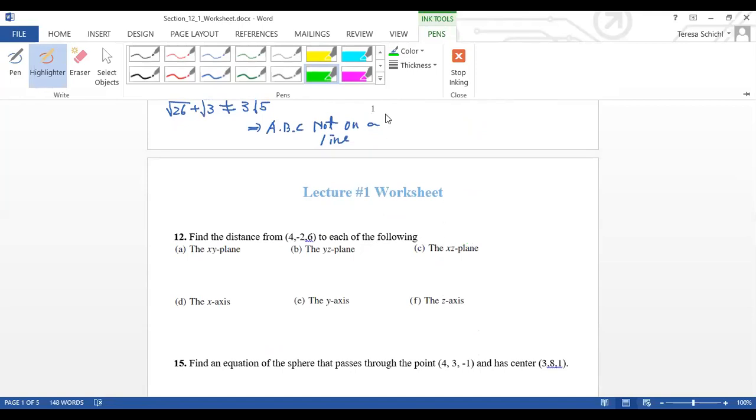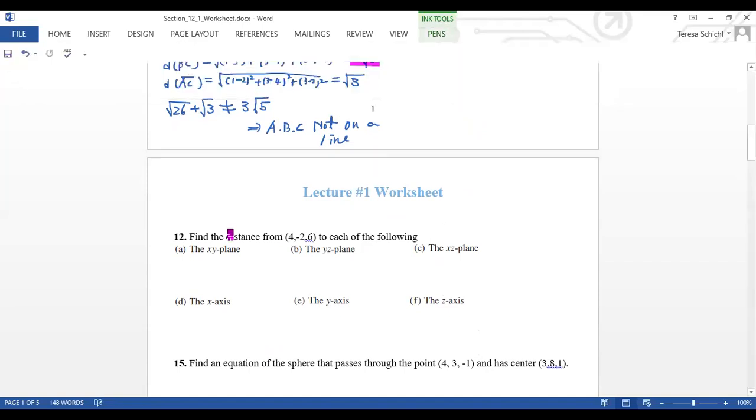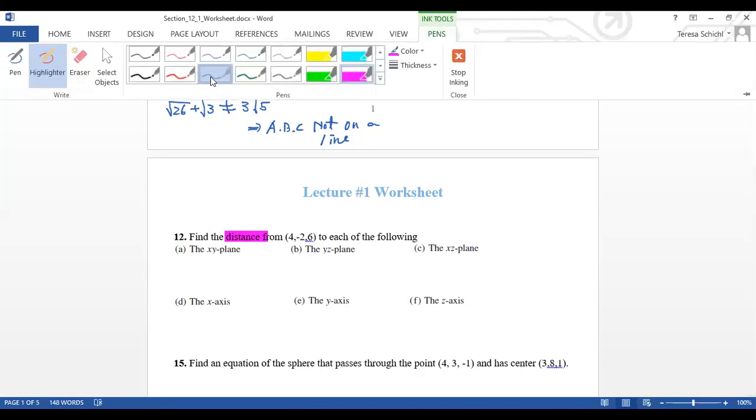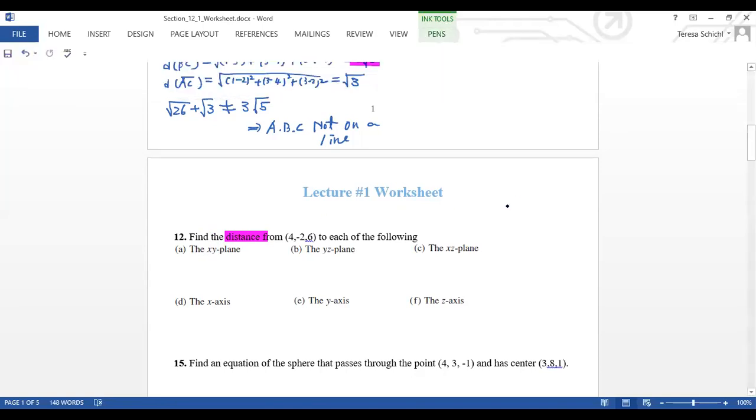Okay, now the next one. This is the easy one. I want to find the distance to the XY plane. Whatever your graph is, if you have a point, the distance to the XY plane is basically the z value, and because they say distance, it has to be the absolute value. So the distance to the XY plane is what?